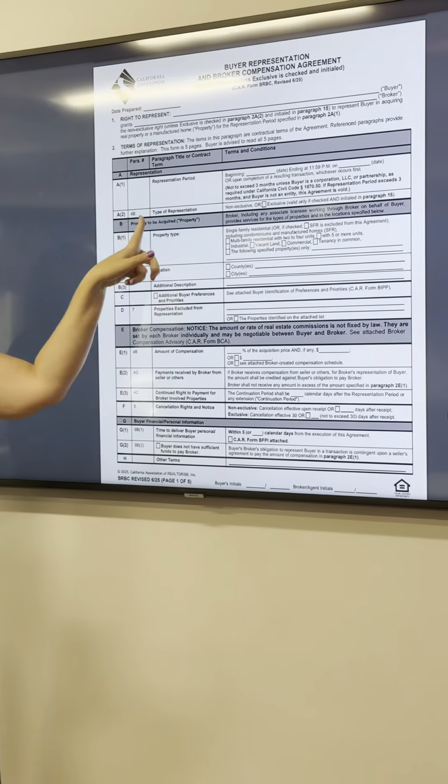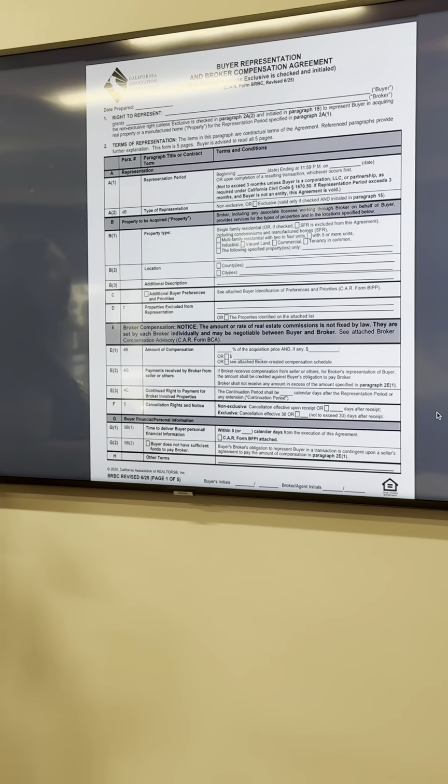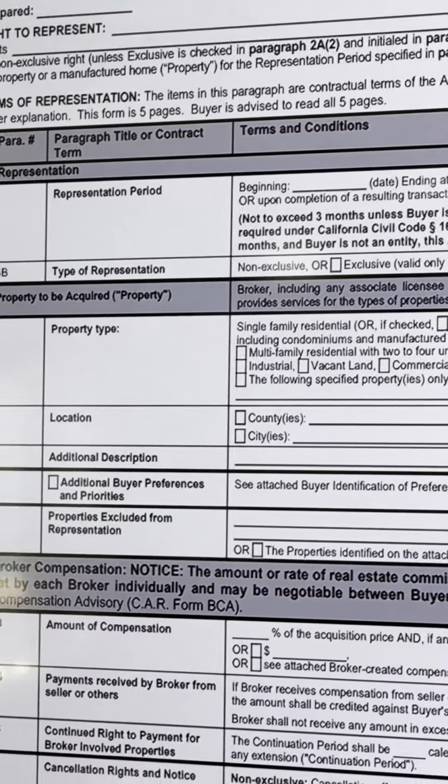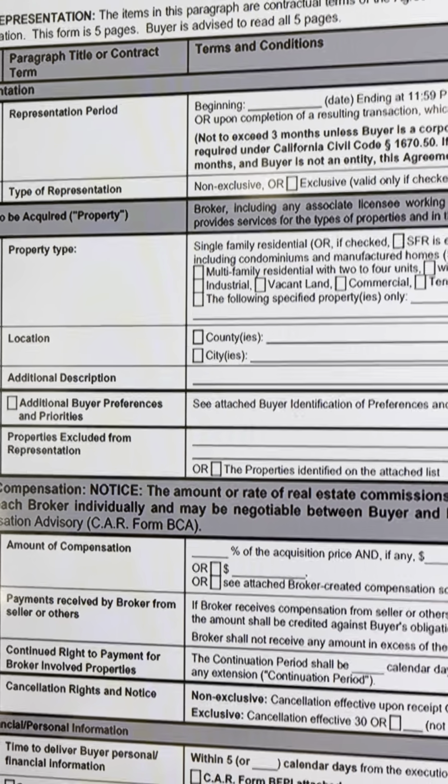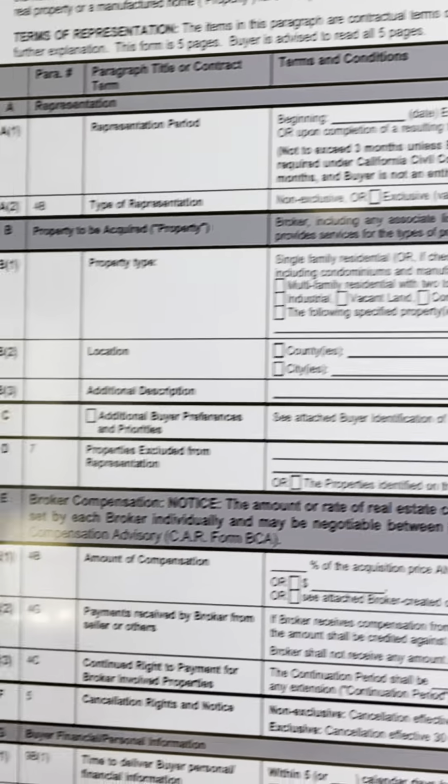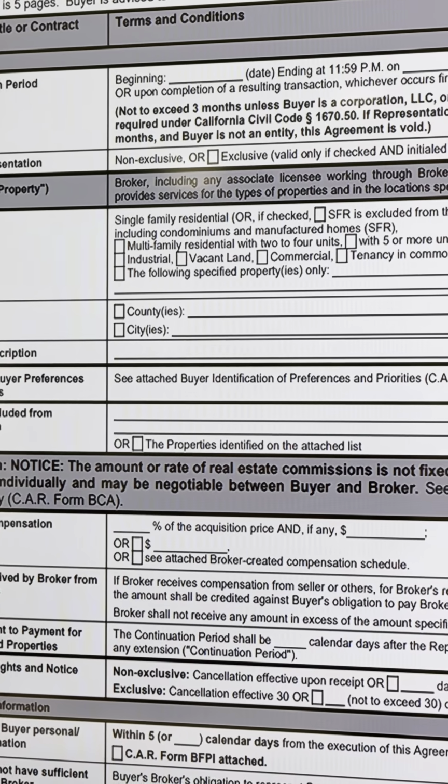And then the next part is very important, A2, type of representation. The contract defaults to non-exclusive. You do not want a non-exclusive agreement, you want exclusive.